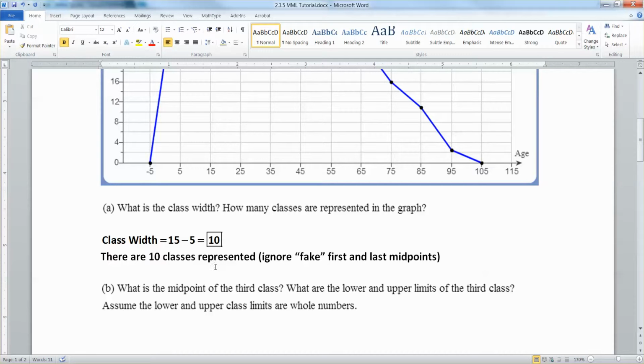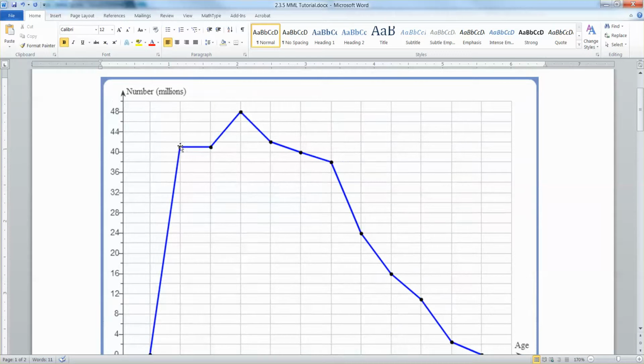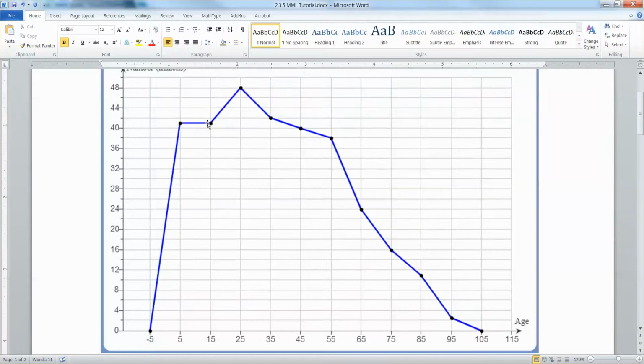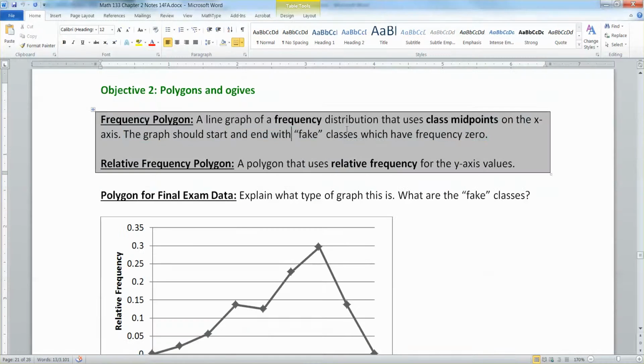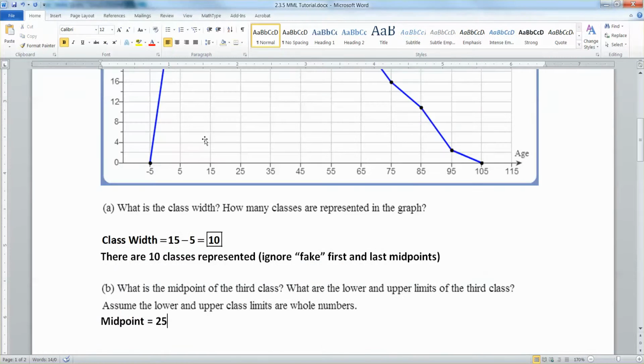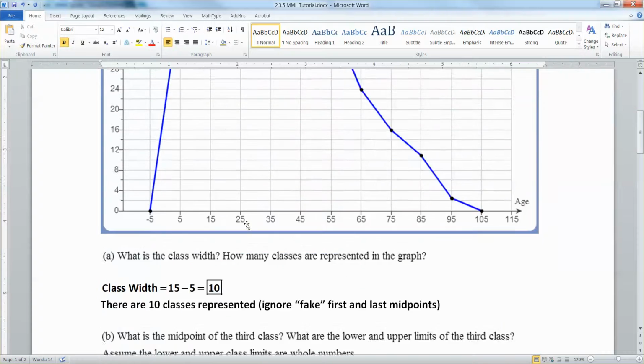All right, what is the midpoint of the third class? What are the lower and upper class limits of the third class? Assume that lower class and upper class limits are whole numbers. Okay, so -5 is not really a class. So the first class is actually here at 5. That's its midpoint. And the next class is 15. That's its midpoint. And then the third class is 25. So 25 is the midpoint of the third class. Now, why do I know it's 25? Well, recall, a frequency polygon uses the class midpoints on the x-axis. So those numbers that we're seeing on the x-axis are the midpoints. So the first dot is the first class, the second dot is the second class, the third dot is the third class.